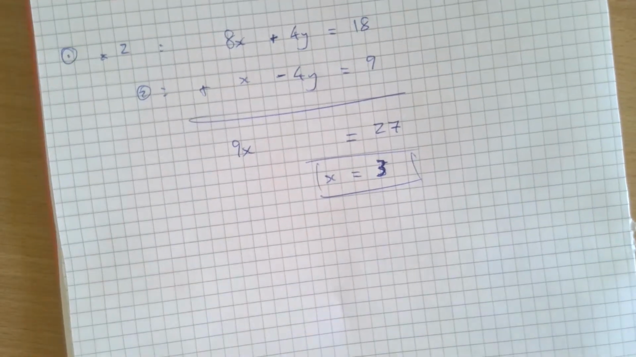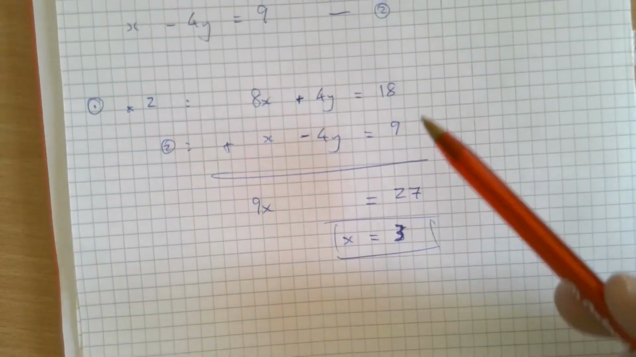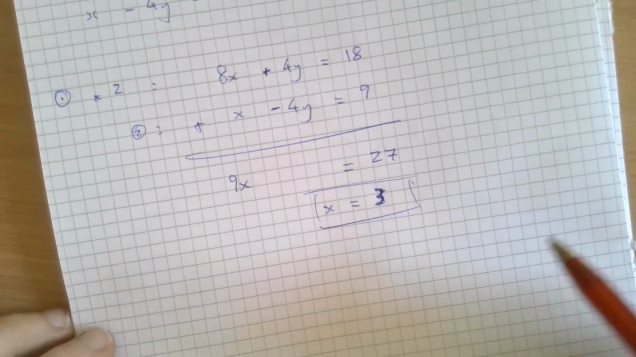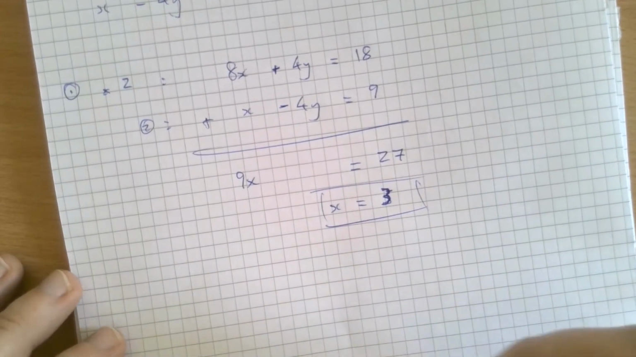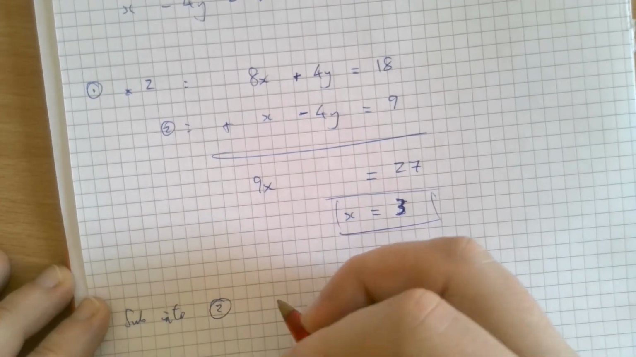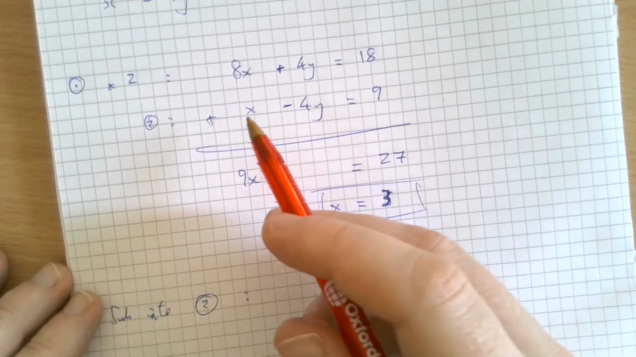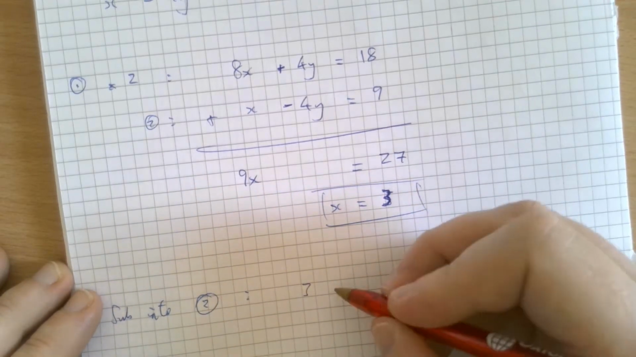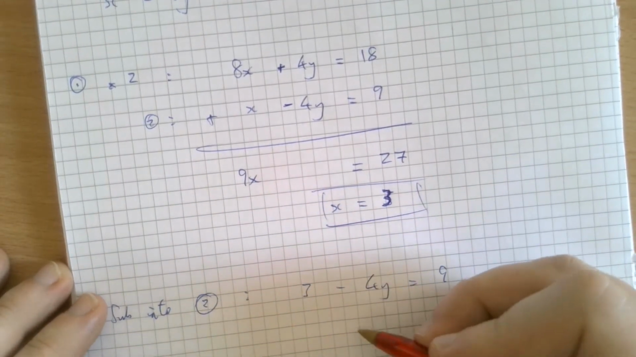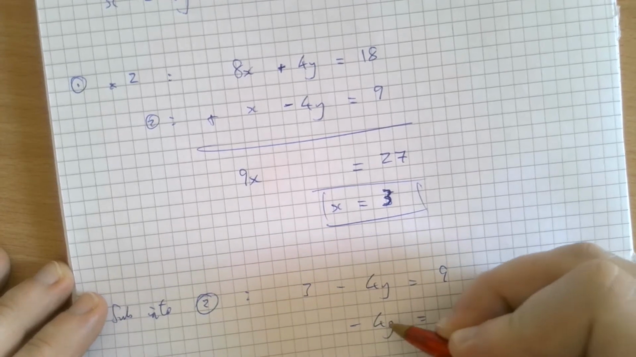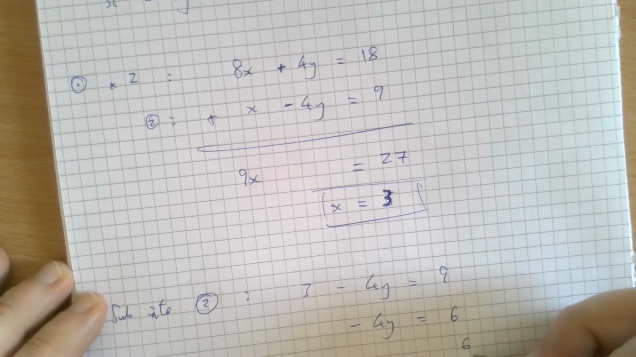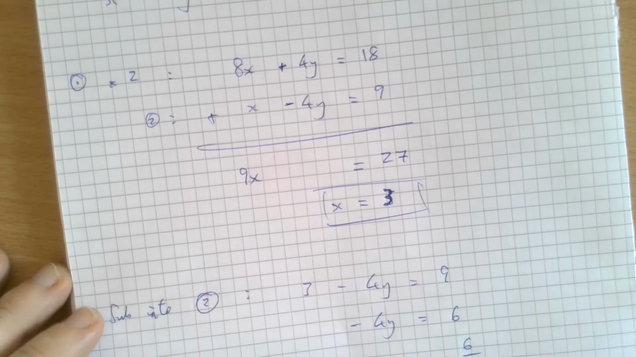I'm going to put the 3 into one of these two equations. Why not the second one? It doesn't matter which one, but I might as well. So I'll substitute that into the second equation. So x is replaced with 3, minus 4y equals 9. If I take away 3 from both sides, minus 4y equals 6. So y equals 6 over 4, but that's negative.